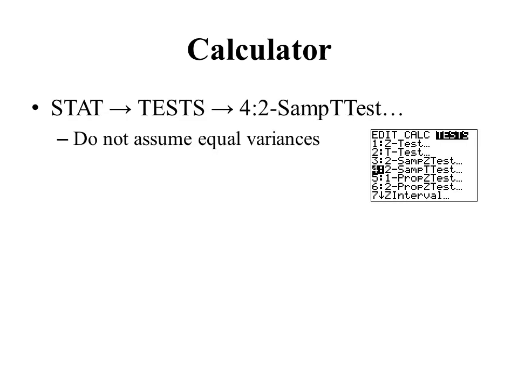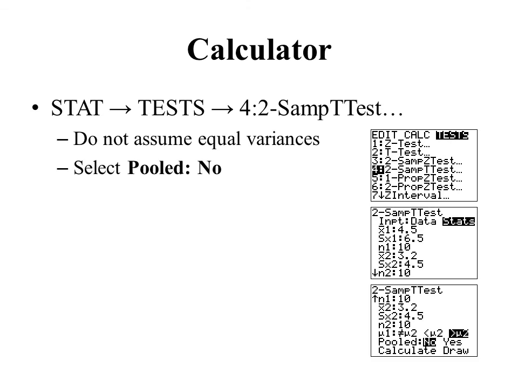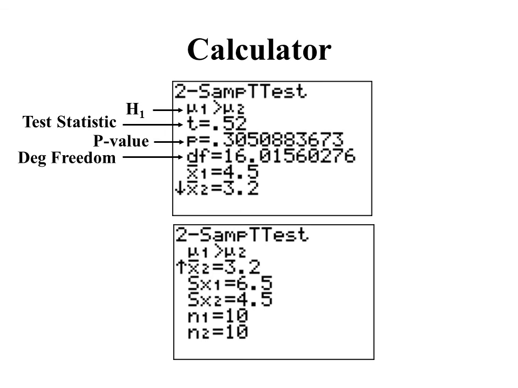Now, lastly, just for fun, let's redo this example, but let's not assume equal variances and just see if there's any differences between what we just calculated. So we're going to go back to the same test, again, the 2-sample t-test. We're going to enter everything in exactly the same way, except we're going to choose pooled no. And that's the only difference. So select calculate and press enter. And we're going to get a window that looks like this.